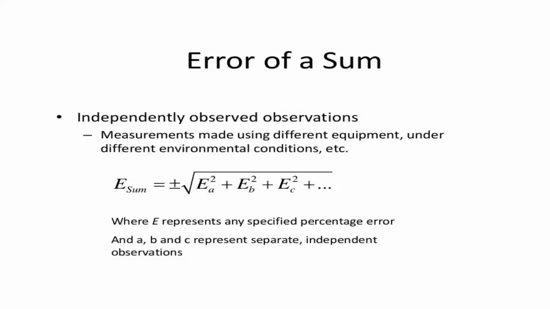So the error of a sum of independently observed quantities, that is, measurements made using different equipment under different environmental conditions, and so on. Summation of E is equal to plus or minus root of E base A square plus E base B square plus E base C square, plus so on, where E represents any specified percentage error and A, B, C represent separate independent observations.